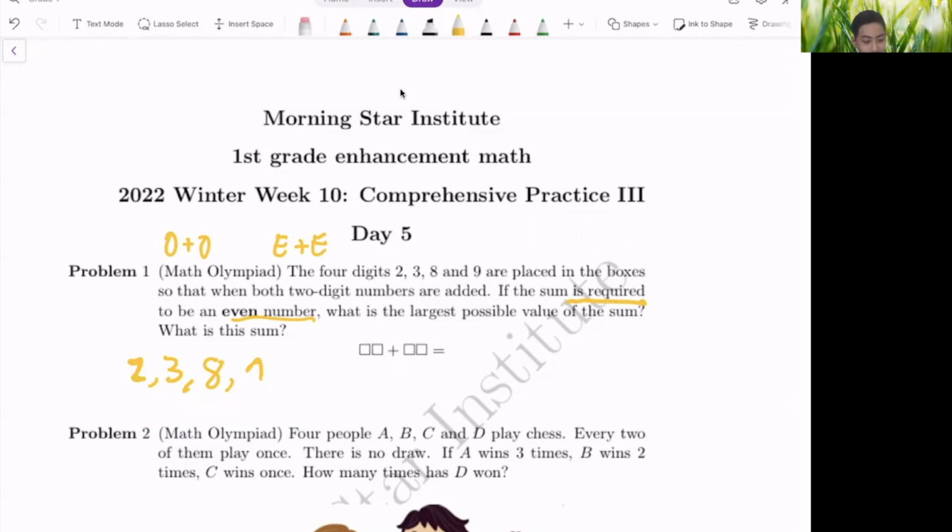And eventually you should get something like 92 plus 38. As you can see, these two are both very even numbers. And when you add them together, you get 130, and that is the largest sum.